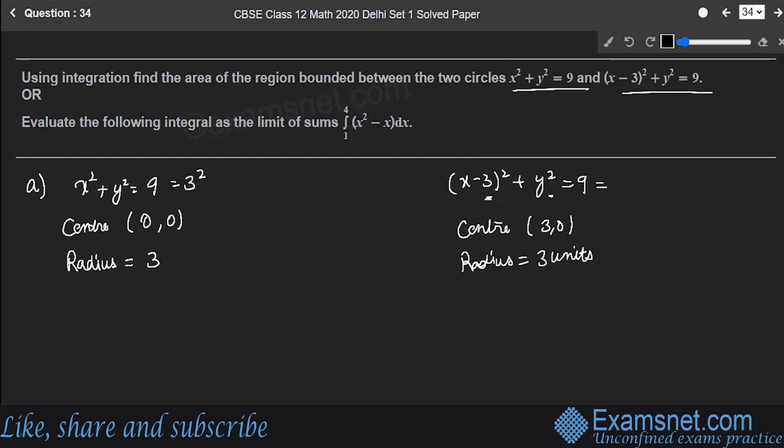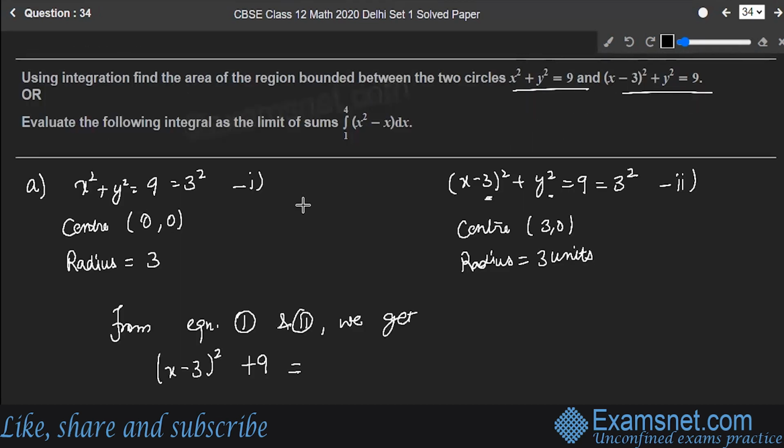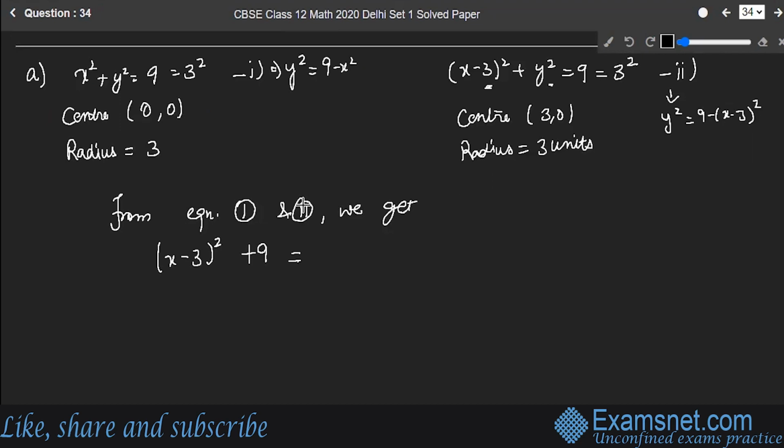Right? Fine. So now, let's name it as equation 1 and this one as equation 2. From equations 1 and 2, what we get is, I have to find the point of intersection of these two curves. Okay. So (x minus 3) whole square plus 9 is equal to... see from here, y square will be equal to 9 minus x square. And from here, y square will be equal to 9 minus (x minus 3) square. Okay. Sorry, here is this.